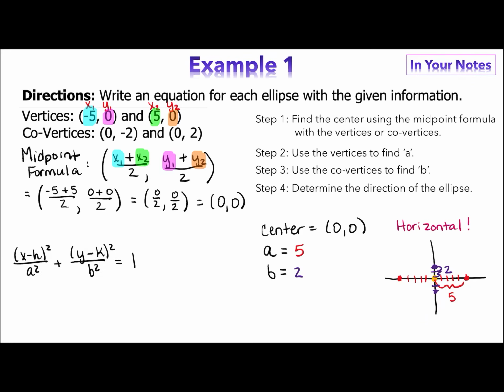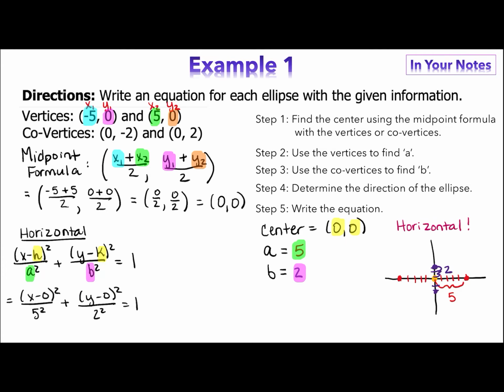Okay, so what we're going to do is write down the equation for the horizontal ellipse. And we start plugging in. So we know that the center is 0, 0. We're going to replace H and K with 0. We know that A is 5, so we're going to replace A with 5. And we're going to be replacing B with 2. So that's what this looks like once you plug it in. So H became 0, K became 0, A became 5, and B became 2. And then you simplify. Again, x minus 0 is just x. 5 squared is 25, y minus 0 is just y. And that's your final answer.